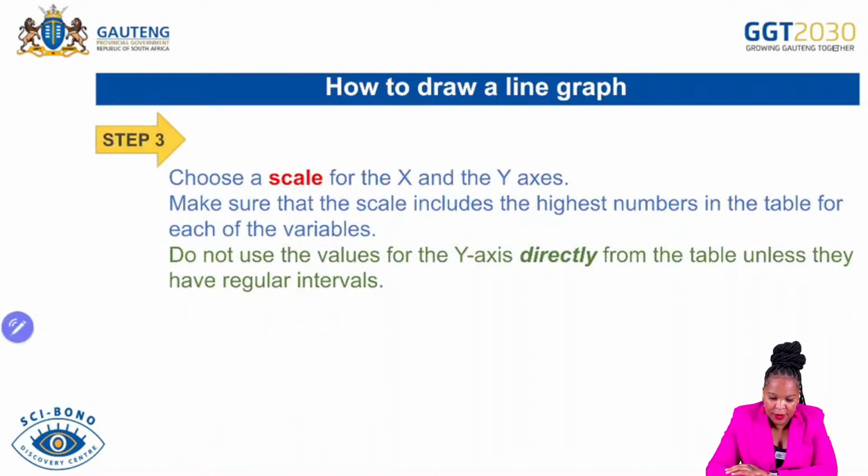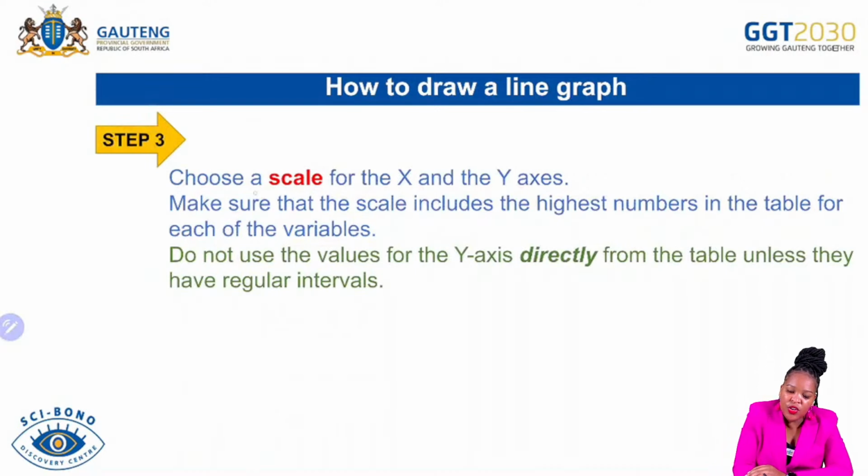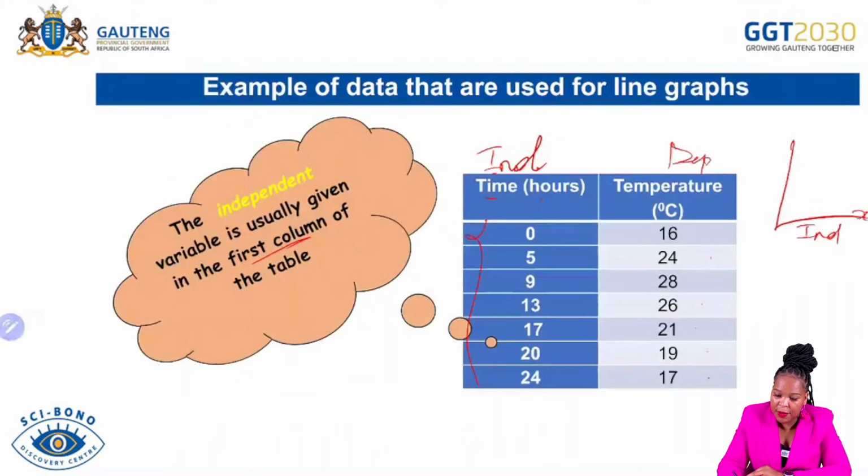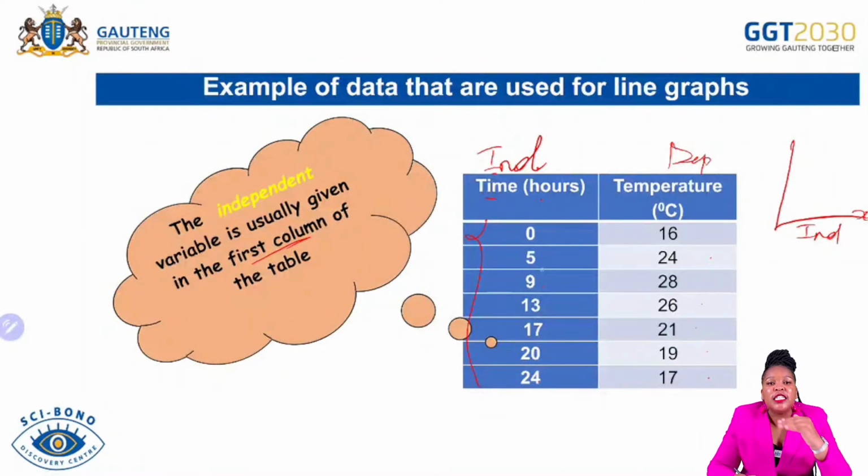Then step number 3, this is the one that most learners get wrong also. You need to choose a scale for the x and the y-axis. Can we please go back to the table? I just want to show you something. You look at the table here, our data in time is 0, 5, 9, 13, 17, 20, 24. This time is not in equal intervals. So you need to make sure that when you choose your scale, the intervals are equal. Let's see how you do that.